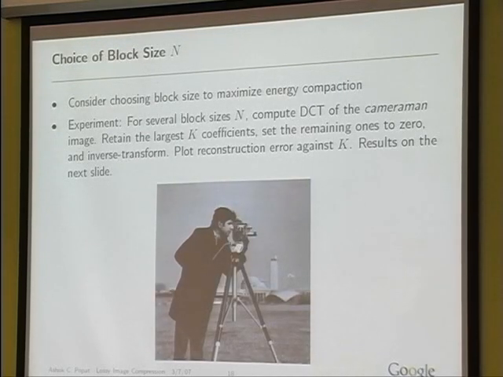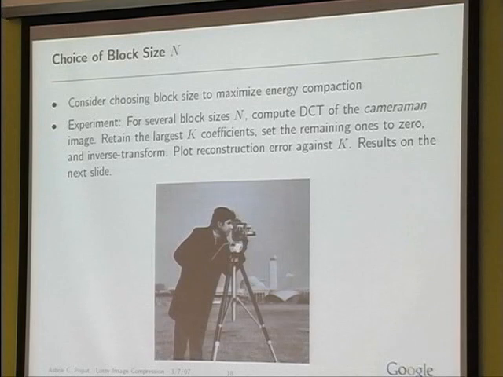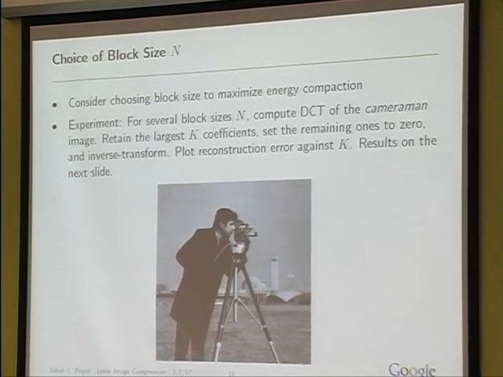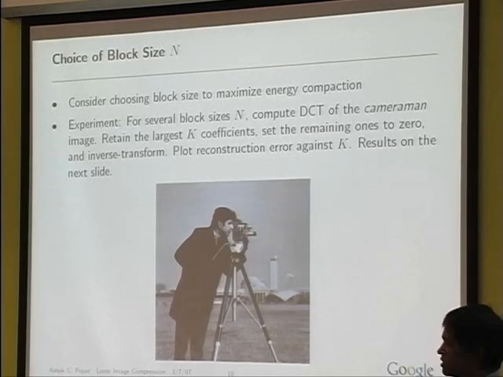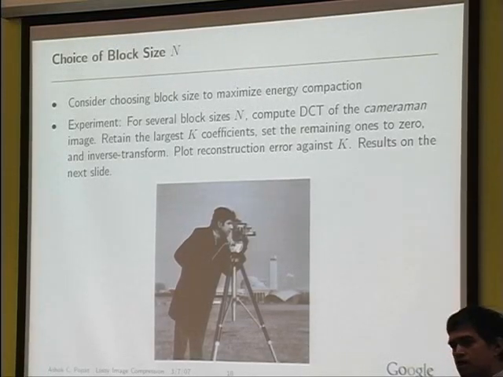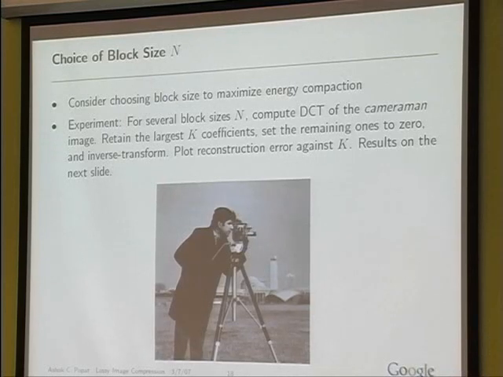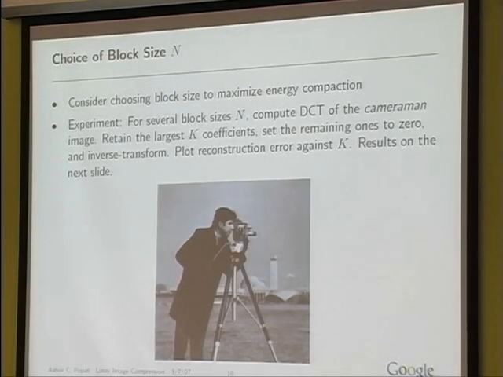So let's talk for a minute about choosing the block size. And let's say our goal is just to compact energy, because that's all we've really talked about so far. So one experiment we could do is try to estimate how much energy compaction is going on for each block size and then choose the best one. So here's an experiment. For several different block sizes, we compute a DCT of that block size: we tile the image into that block size and compute the DCT on each one. And then we skim off the highest absolute value k coefficients out of the, in this case, it's a 256 squared image, so it's 65536 total pixels. So out of that, we choose k that are the biggest ones, right?